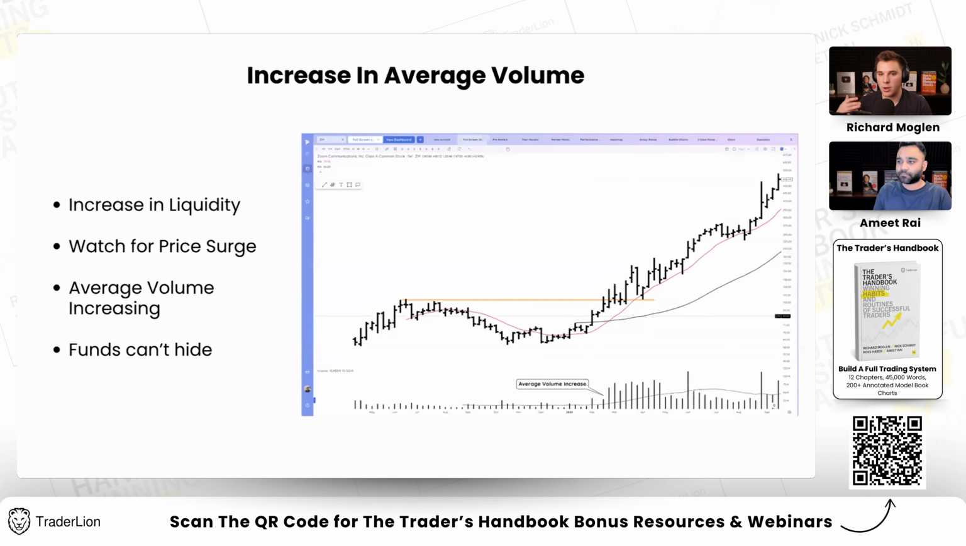They have to accumulate over days, weeks, and months. They can't just market order stuff. And that volume is going to show up at key points during a trend, and overall liquidity is going to increase. And then when liquidity increases, even bigger funds can get involved when they couldn't before. So this is a great characteristic to look for.